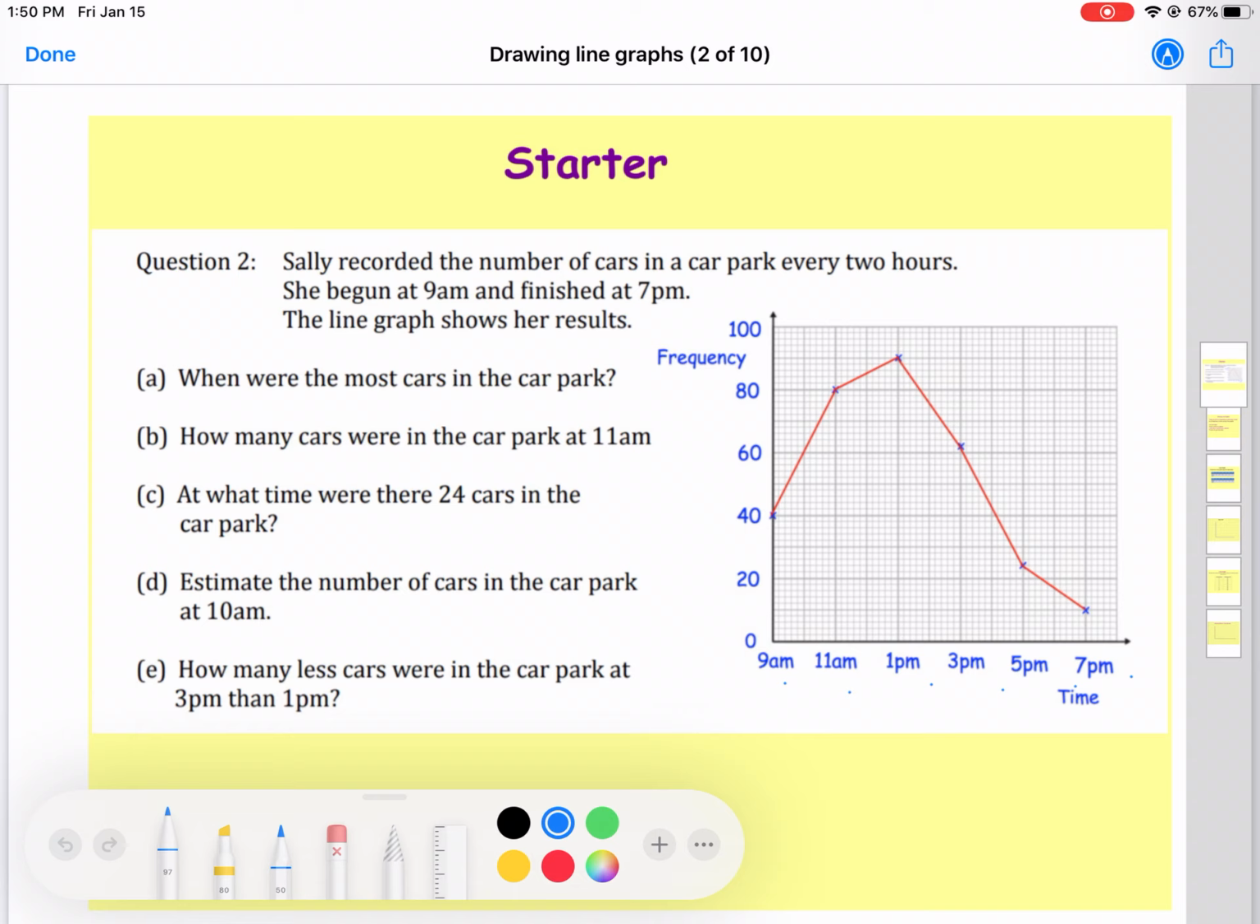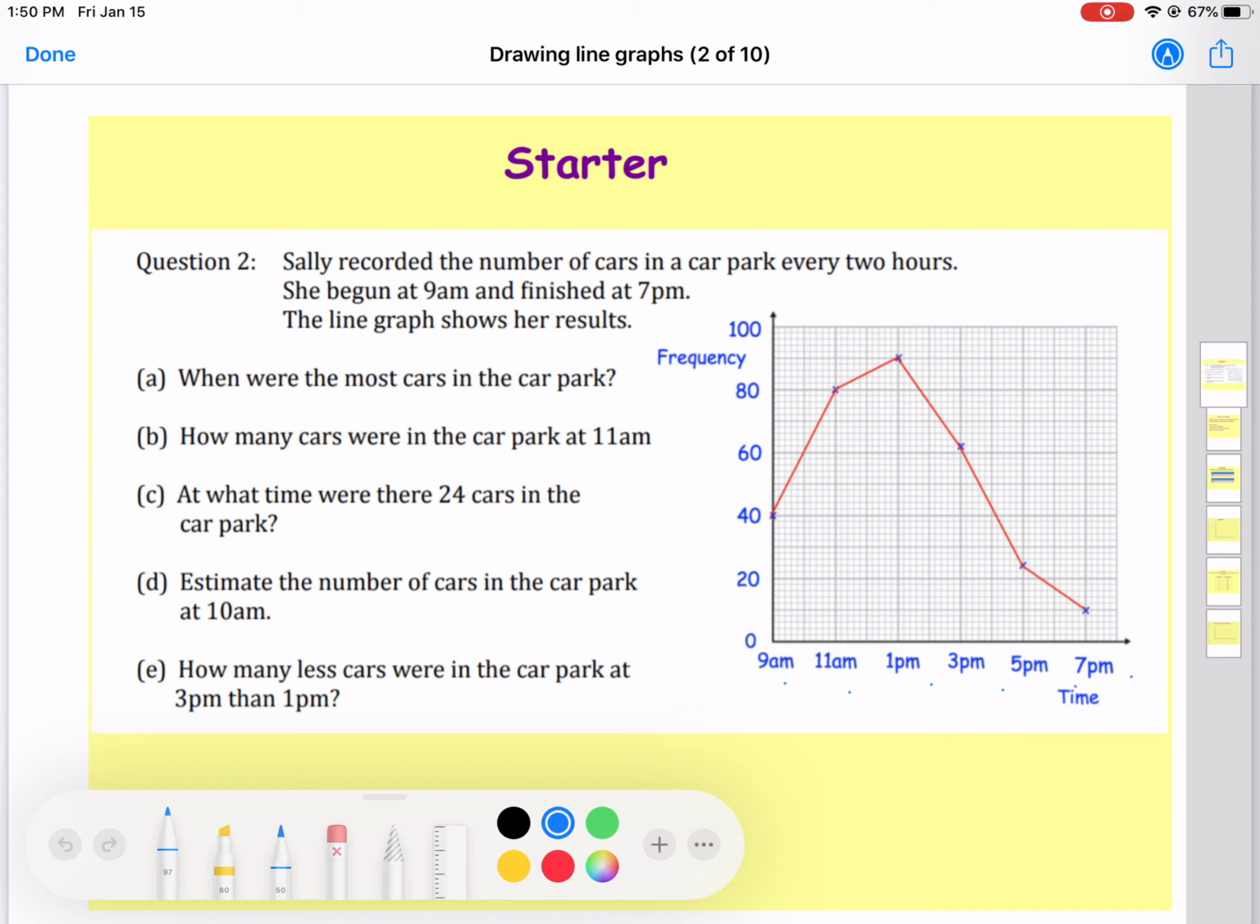So you should have attempted these questions. I'll start going over them just now with you. So we're looking at this diagram here. Sally recorded the number of cars in a car park every 2 hours. So that ranges from 9 AM up to 7 PM, and she recorded her results in this graph.